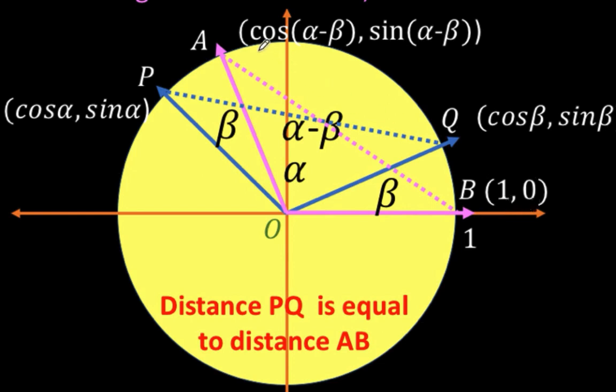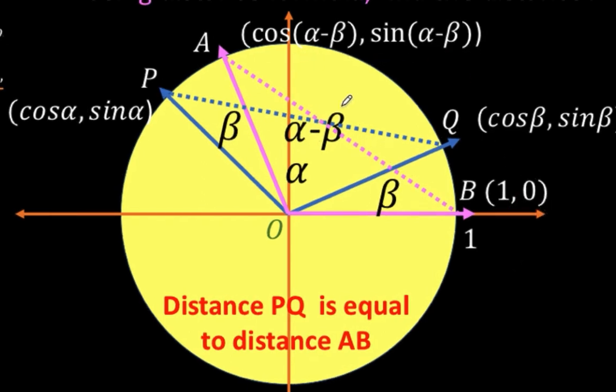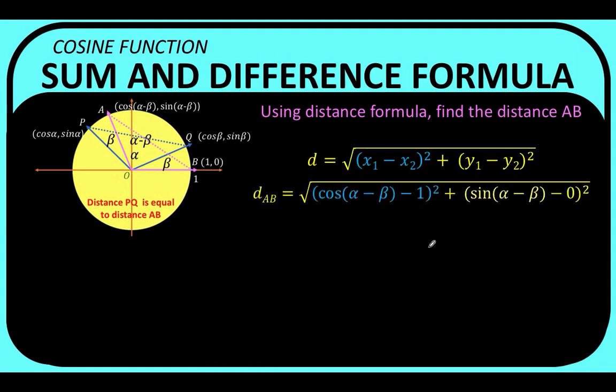We are going to use this x coordinate as x sub 1, this is our x sub 2, this will be our y sub 1, and this will be our y sub 2. So substituting now these values into our formula, we arrive at this line, where our x sub 1 is cosine of alpha minus beta, x sub 2 is 1, y sub 1 is sine of alpha minus beta, and y sub 2 is 0. Those are the x and y coordinates of points A and B.